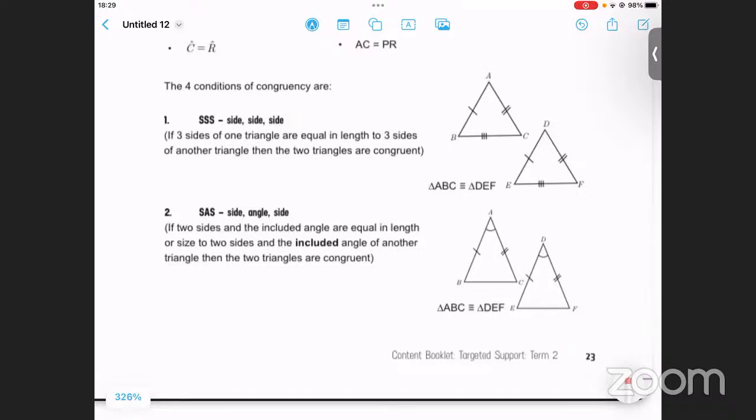Let's say if two sides and the included angle are equal in length or size to two sides and the included angle of the other triangle, then the two triangles are equal, okay? So you should look at how the triangles are positioned. You should pay very much attention, yeah? So let's say, for example, you look at how these ones are portrayed here.